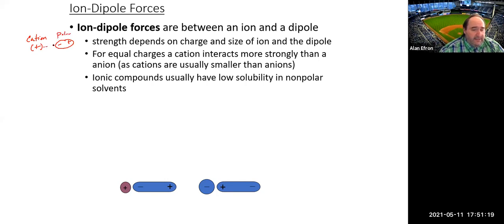And that is going to give them a way to interact with each other, right? Same thing would happen if you had an anion, which would be negative. It also would be attracted to the polar molecule, but it would be attracted to the polar molecule in the opposite direction. The negative side would be attracted to the positive side of that polar molecule. That essentially gives you that positive and negative interaction that you're looking for.